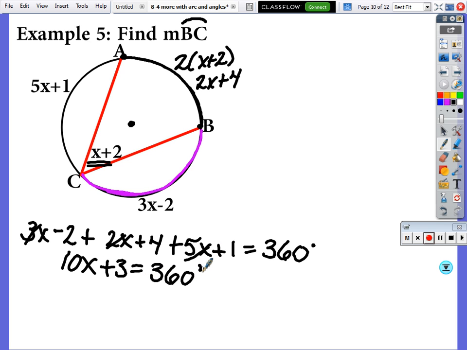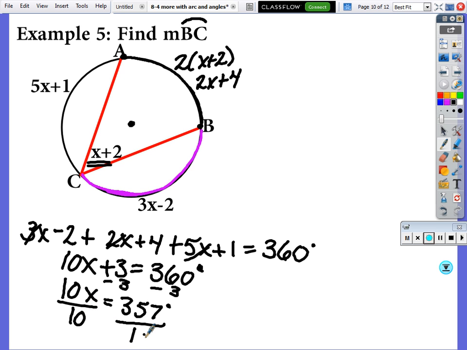And piece by piece, I'm going to solve for x. Subtract 3 from both sides. So 10x is equal to 357 degrees. And piece by piece, solving for x, divide by 10, divide by 10. So x is equal to 35.7 degrees. Well, that's not what we were trying to find. We did have to find that, though, to be able to find arc BC.